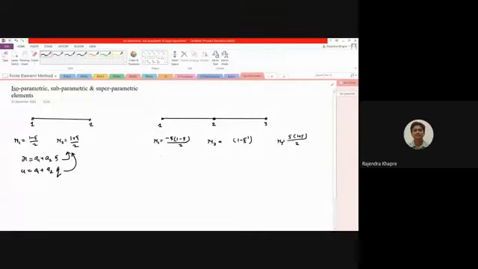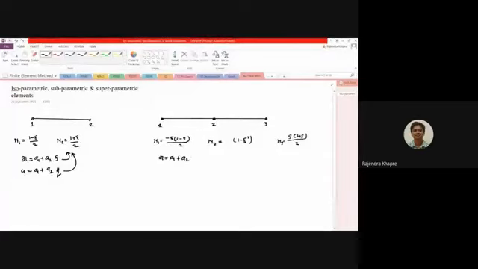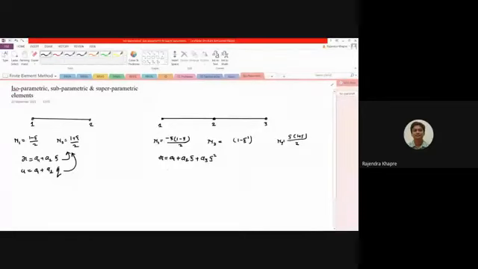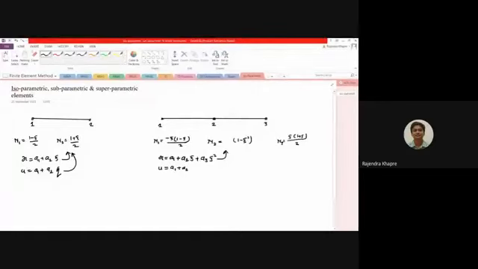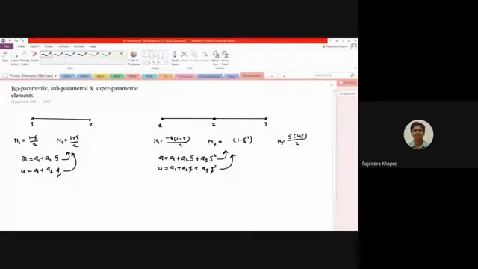As far as this part is concerned, we have used x equals a1 plus a2 times xi plus a3 times xi square. If you solve this, you are going to get n1, n2, n3 values like this. And if you assume the value of u as something like a1 plus a2 times xi plus a3 times xi square, then also you are going to get something like this.